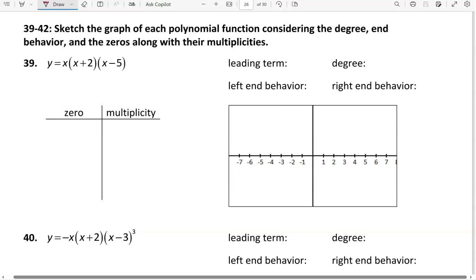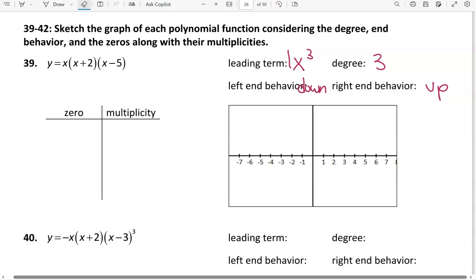In 39 through 42, we're asked to sketch the graph of each polynomial function considering the degree and behavior and zeros along with their multiplicities. So first we're going to calculate that leading term. The leading term here is x times x times x, which is x cubed. That makes it a third degree polynomial. And since the leading term has a 1 coefficient, which is a positive number, the right-hand behavior will be up. Since it's an odd degree, degree 3, the left-hand behavior will be opposite, which will be down.